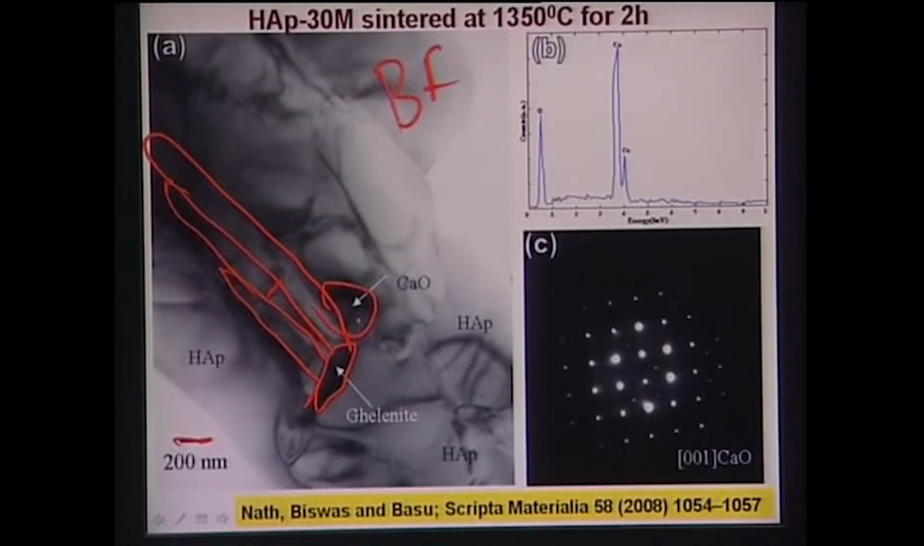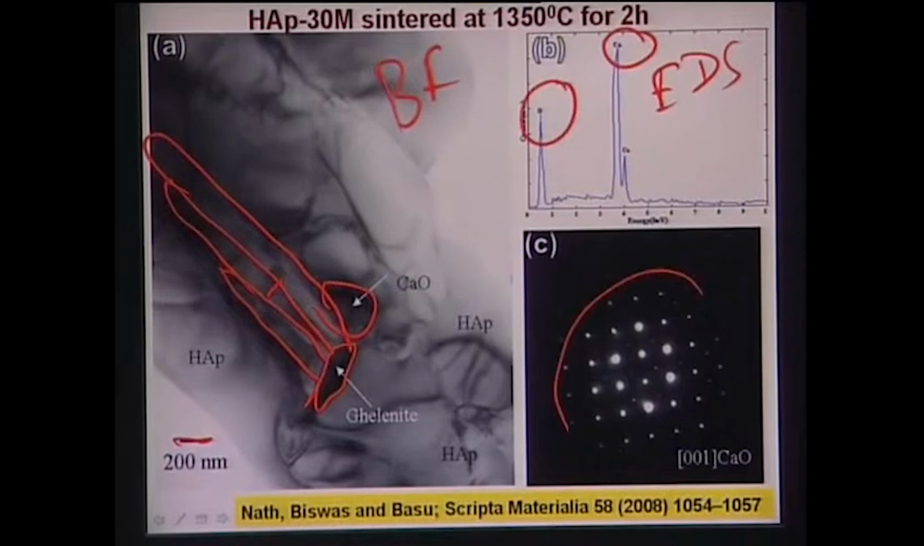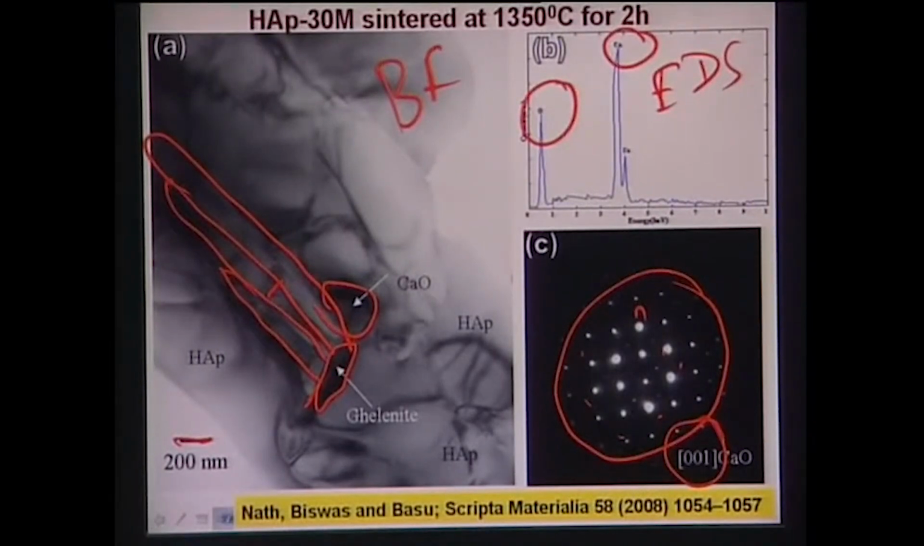And how to confirm the CaO phase? If you look at the EDAX pattern, it only shows you calcium and oxygen. So that means there is no doubt, undoubtedly it is the CaO phase. Other things also confirm it: in the SADP, that is selected area diffraction pattern, at the 001 zone axis you can see again these spots, reflection planes. It essentially tells you that this is coming from CaO.